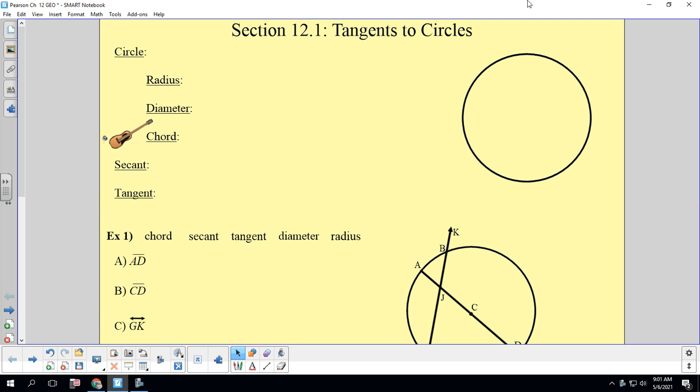I'm Mrs. Applegarth, and we're diving into chapter 12. This is the first section. It's called Tangents to Circles. I know it sounds like a good sitcom.